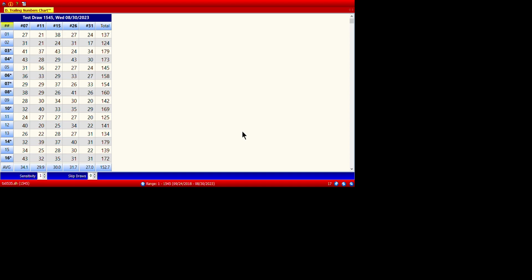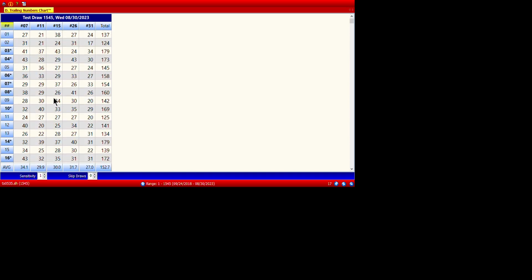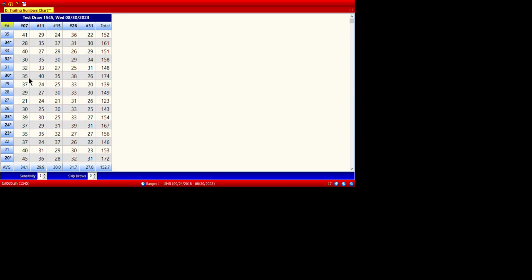But on this chart, it is only this chart. You don't see any tabs for anything else, abbreviated or graphic or anything. It's just this chart. Down at the bottom, you've got the sensitivity and the skip draws, and that's 1 and 0. That's where I'm going to leave it. These are the lottery numbers on the left, 1 through 35, and of course you can change it. You can change it from 35 all the way down to 1, depending on how you want it.